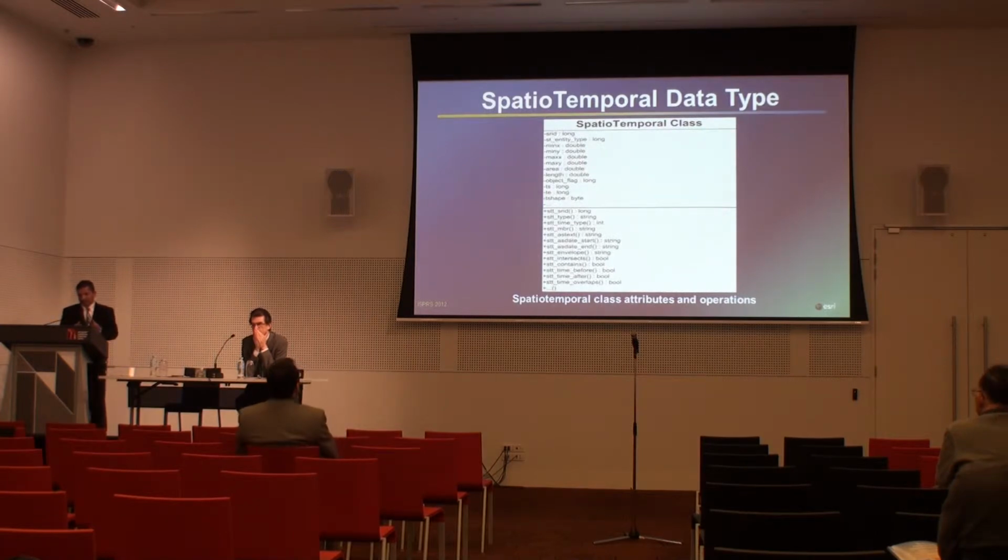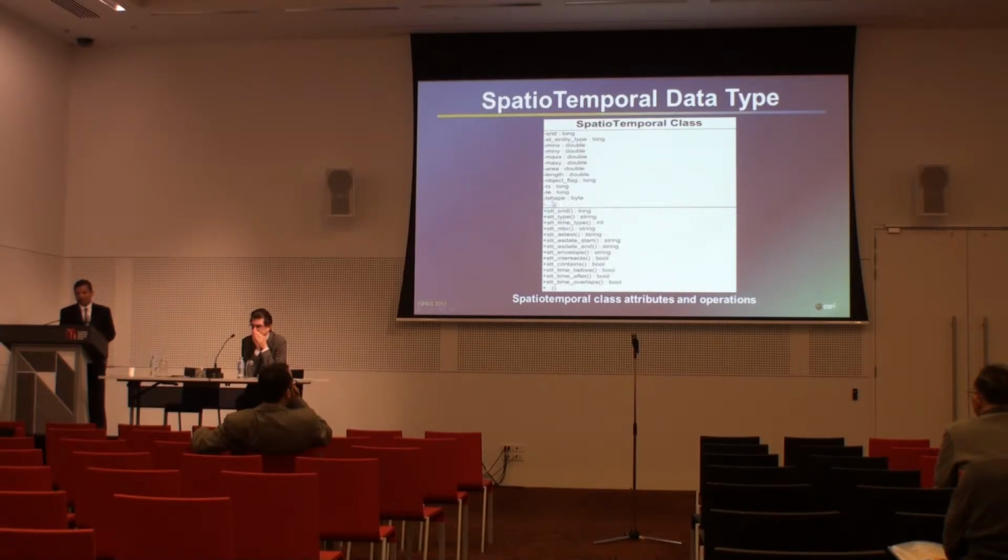These are some of the attributes and operations of this type. You can see there are some data members like SRID, which represents the spatial reference ID of this object. It represents the spatiotemporal entity type, what type of object it is: a point, a line, or a polygon. It also says what the start time and end time are.